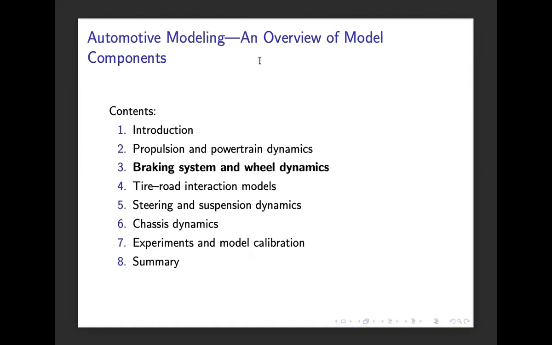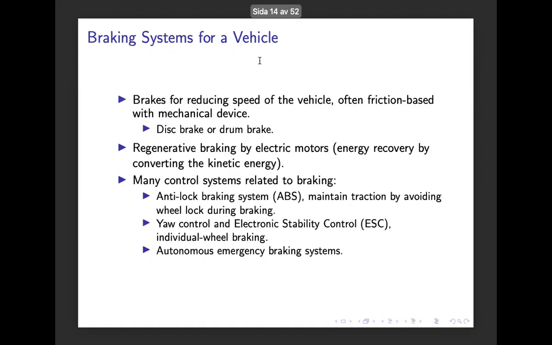Okay, so I will continue with discussing some aspects of the braking system and wheel dynamics. Brakes we typically have on our vehicles to reduce the speed of the vehicle. And it's often some kind of mechanical device that by help of friction is reducing the speed. For vehicles, it's very common with disc brakes or drum brakes, and that is the typical scenario that we need to model for this kind of systems.